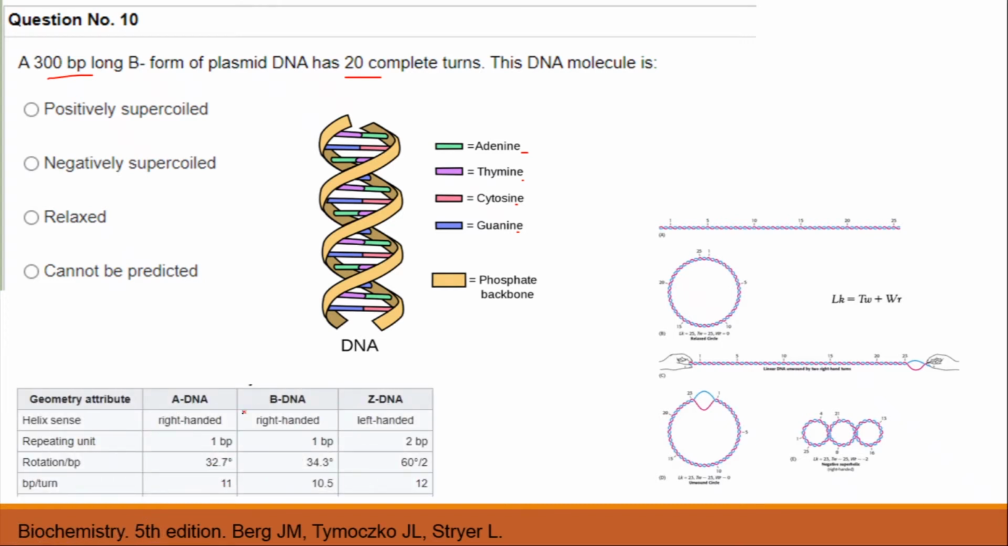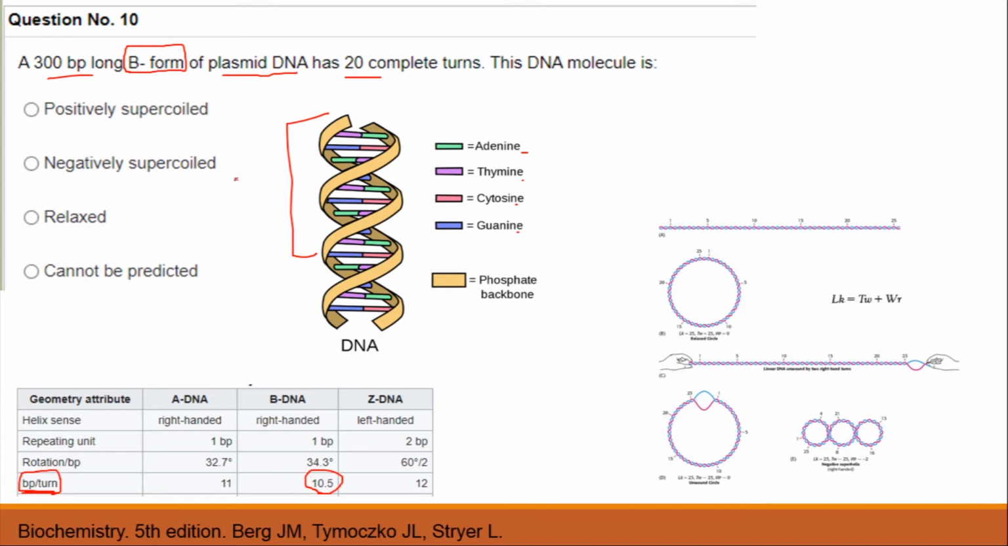There are 3 forms of DNA: A DNA, B DNA and Z DNA. A DNA and B DNA have right-handed coiling while Z DNA has left-handed coiling. As in the given question, we have been provided with a B form of the plasmid DNA. In a relaxed double helical segment of B DNA, the 2 strands twist around the helical axis once every 10.5 base pairs of sequence. It means there are 10.5 bases per turn of this helix in case of B DNA.